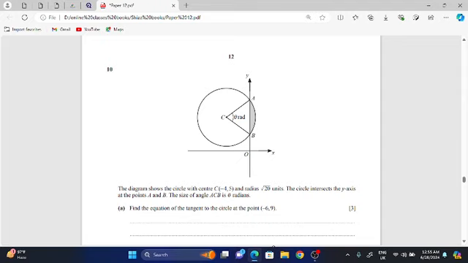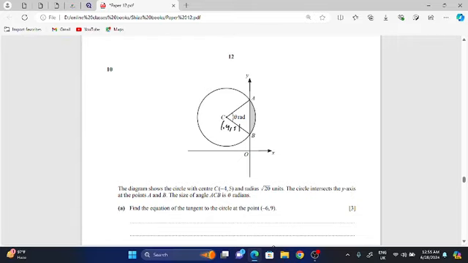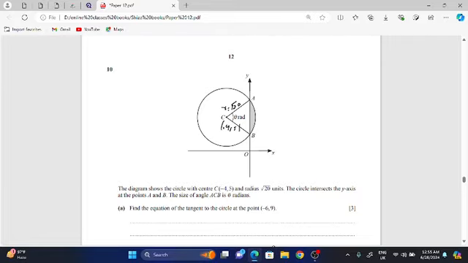The point given to you is (-6, 9). The center of the circle is (-4, 5). That is your central point. The radius is square root of 20. So this is your radius, that is coming as square root of 20.